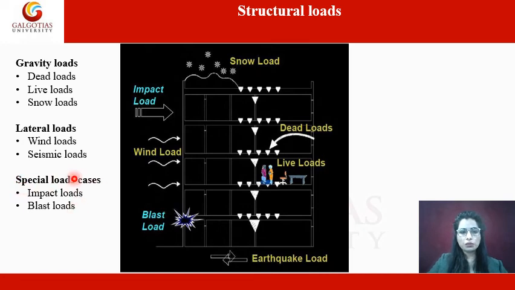Basically dead loads are things like column, beam, slab. These parts are considered in the dead load. In the live load, we consider the people's load and the furniture load. And we also have wind load, seismic load, impact load and blast load. So these are the categories of the different types of load.